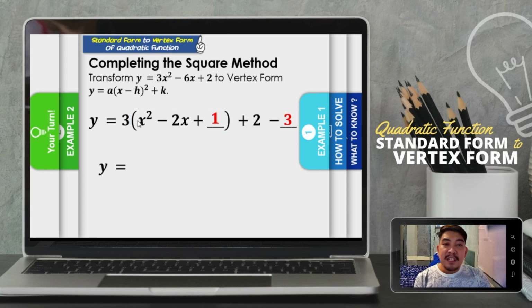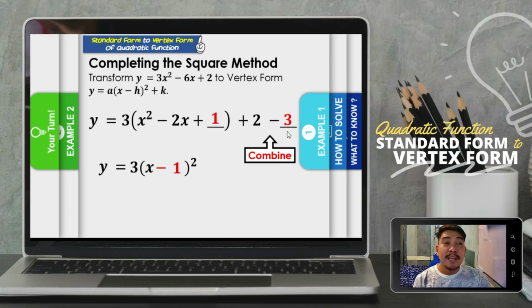So to do that, we just need to copy the value of a and then get the square root of x squared. The square root of x squared will be x. Okay, then to obtain the operation inside the parentheses in this binomial, we just need to copy the sign of the linear term. So that will become minus. Then, to get the second term of the binomial, we just need to extract the square root of 1. So the square root of 1 will be 1. And then, we need to combine 2 minus 3. We now have negative 1.